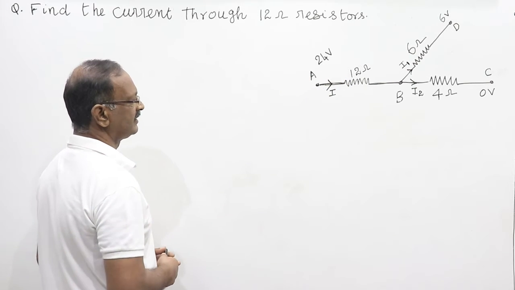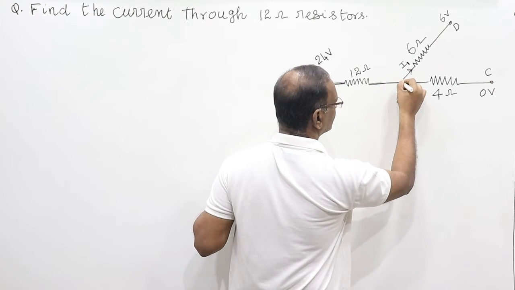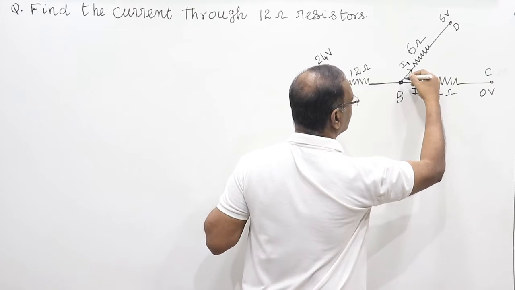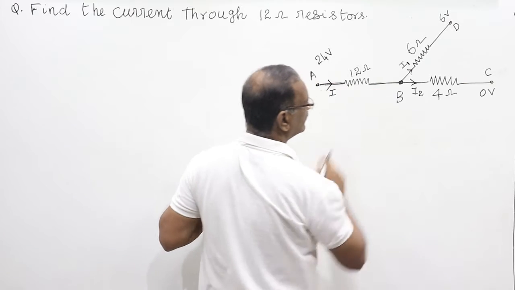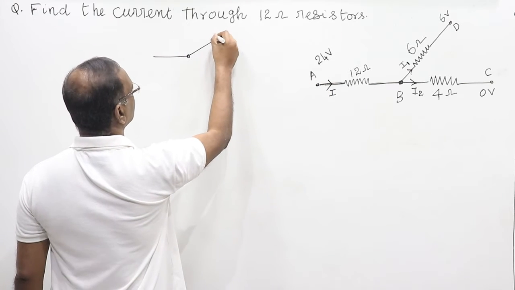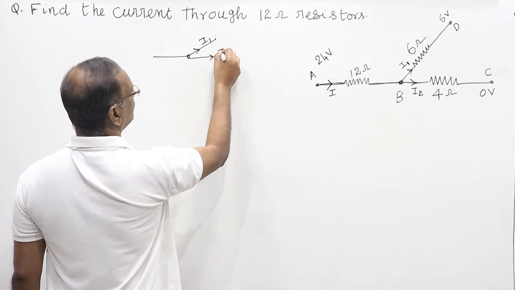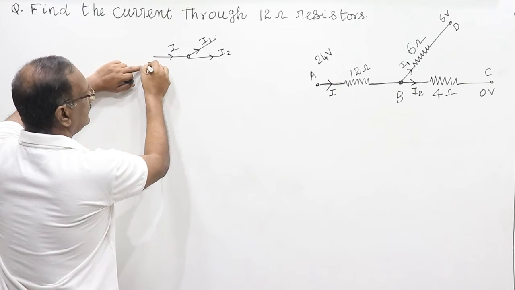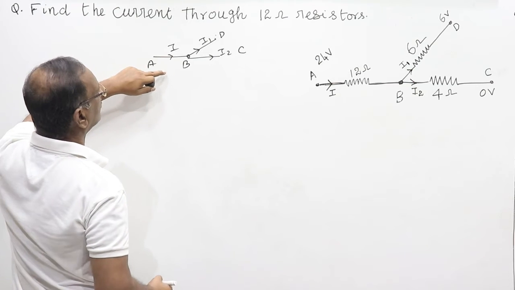So here we will use the Kirchhoff current law. Because this is a junction, current is flowing this way, one current I1 out of this junction, and one current into this junction. It means we can write this is B, this is I1, this is I2, this is I. It means from A, B, D, C, the current is flowing from here.